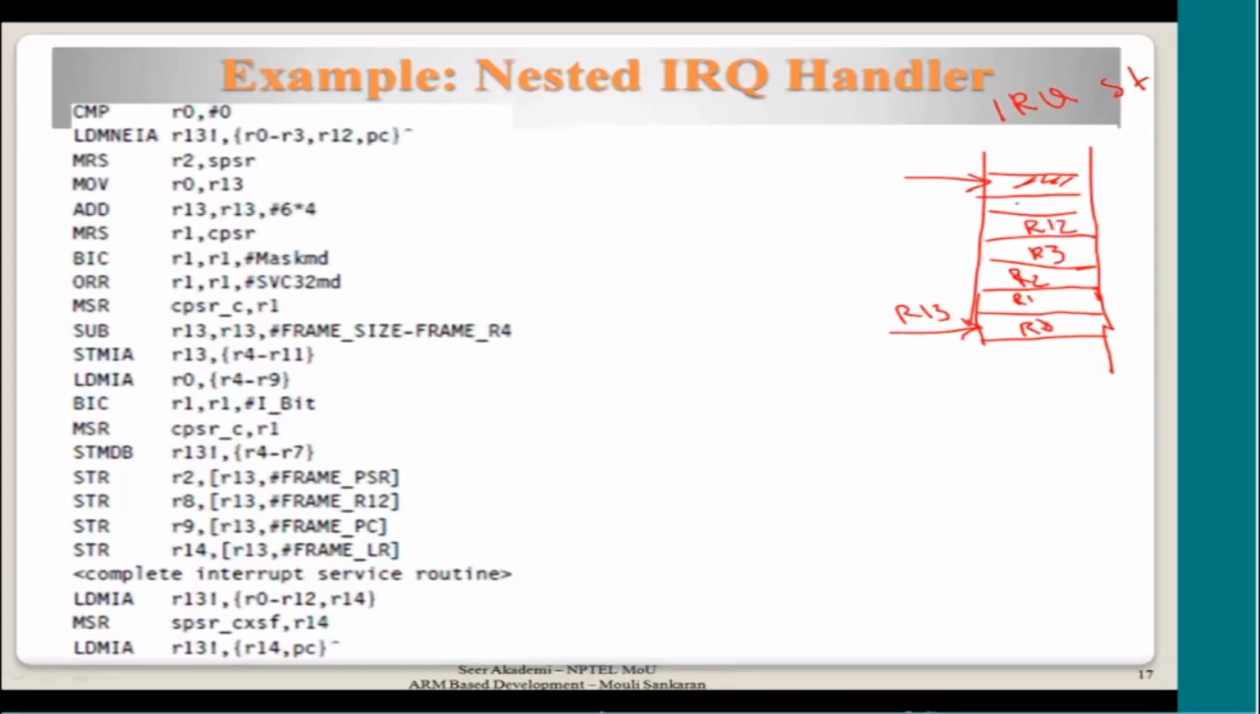This is the return value. I will modify the return value, so I will write it as a return address. Actually it is the R14 value which is copied, but it is a return address. Let me write it as R14, which was subtracted by 4 so that it goes back to the user mode. Got it? So this is the status of the IRQ stack right now.